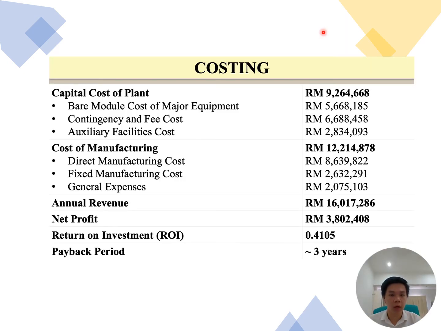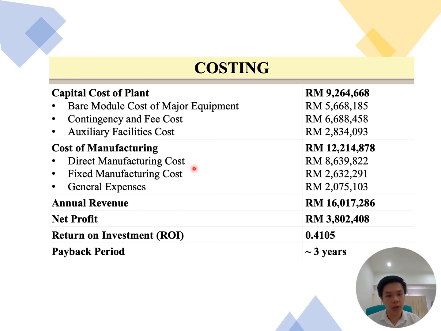Hello Doris, I'm Ong Meng Han. I'll be presenting about costing. The capital cost of plant and cost of manufacturing are estimated. Bare module cost of each equipment was calculated based on Chemical Engineering Plant Cost Index and is around 5.7 million. Contingency and fee costs and auxiliary facility costs using total module cost and grassroots method are 6.7 million and 2.8 million respectively. The capital cost of plant obtained is around 9.26 million.